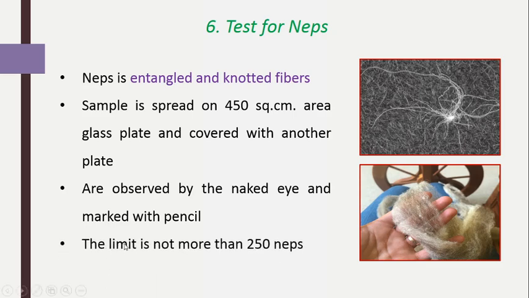The limit for NEPS given in the Indian Pharmacopoeia is that the 450 square meter area contains not more than 250 NEPS. If there are more than 250 NEPS, it indicates that the NEPS are over the limit in the absorbent cotton. If less, it indicates that the absorbent cotton is within the limit for NEPS. So let's move to the next test.